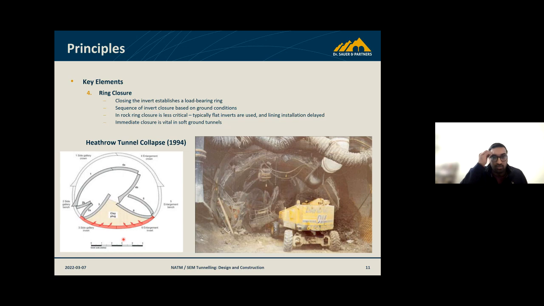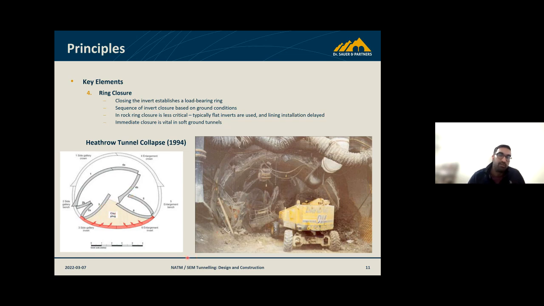But in soft ground tunnels, ring closure is vital, and one of the things that was quite a historical event was the collapse of the Heathrow tunnel in the early 90s. This diagram shows how the invert heaved up and we lost the clay plug in the invert of the tunnel, which then created a knock-on effect of all the other sections of the lining closing in on itself and the tunnel collapsing.